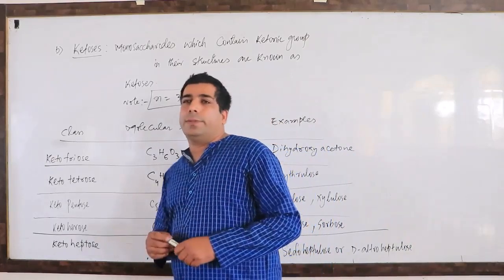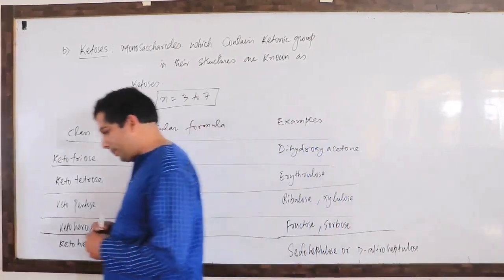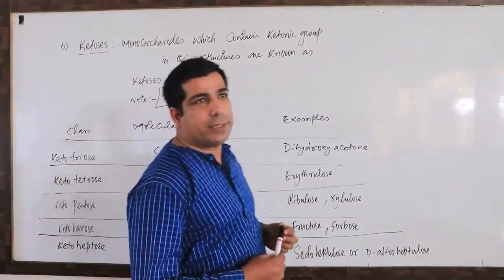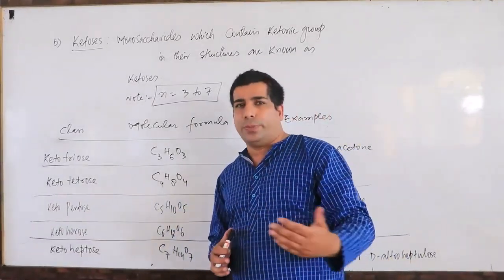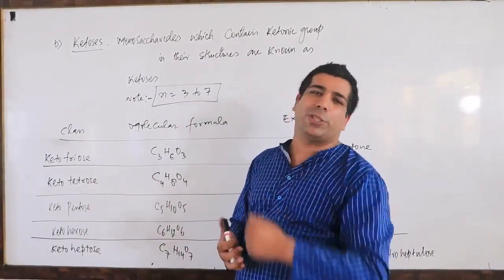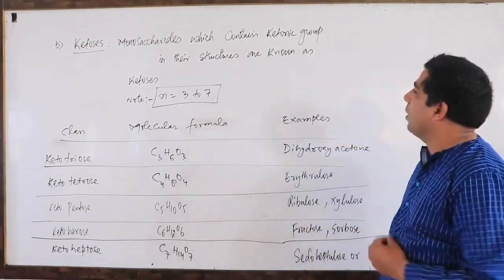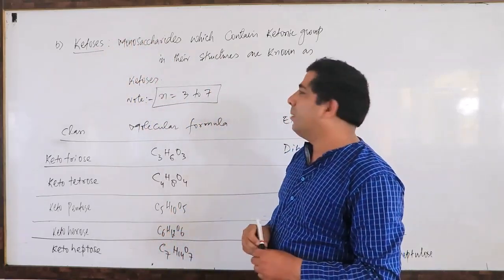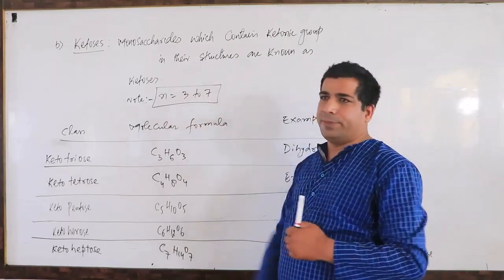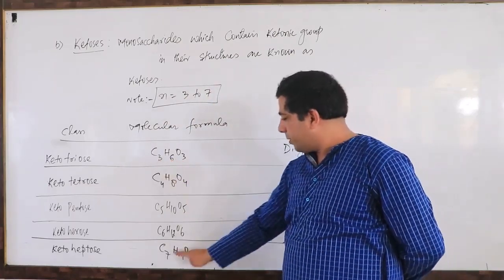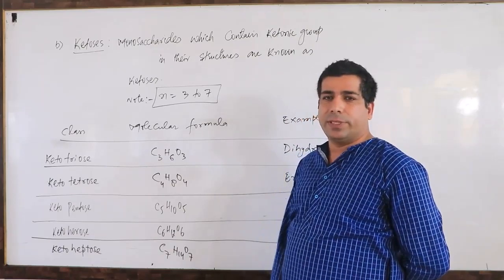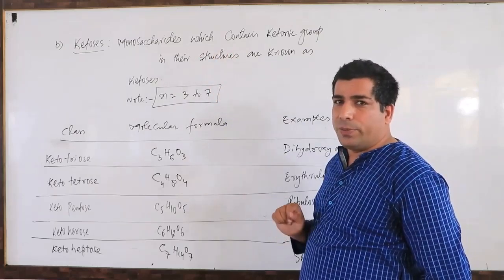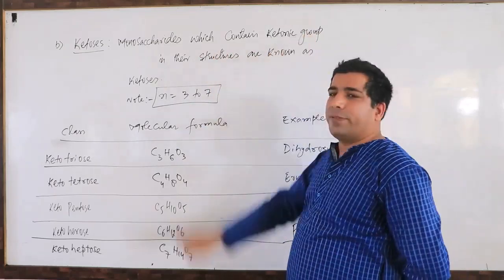So now let us come to the ketoses. My dear friends, what are ketoses? These are the monosaccharides which contain a ketonic group in their structures, meaning ketone as a functional group. And everybody knows these ketoses are also monosaccharides, so the number of carbon atoms should be from 3 to 7. You can have a look. From 3 to 7 we have the number of carbon atoms in ketoses. Just like aldoses. Aldoses contain aldehyde as a functional group. Ketoses contain a ketonic group as a functional group.